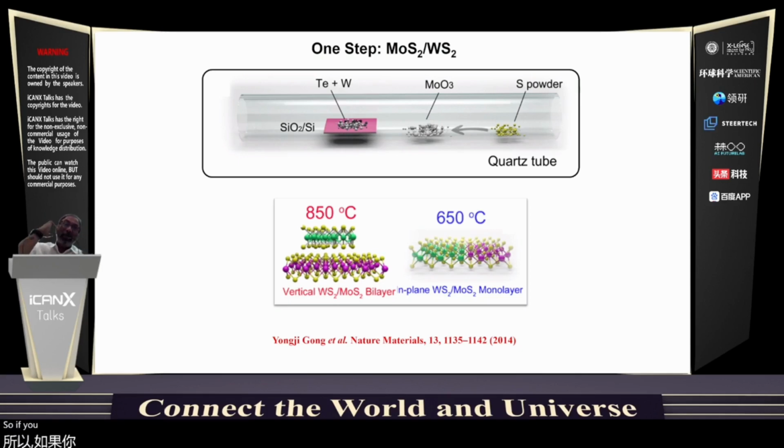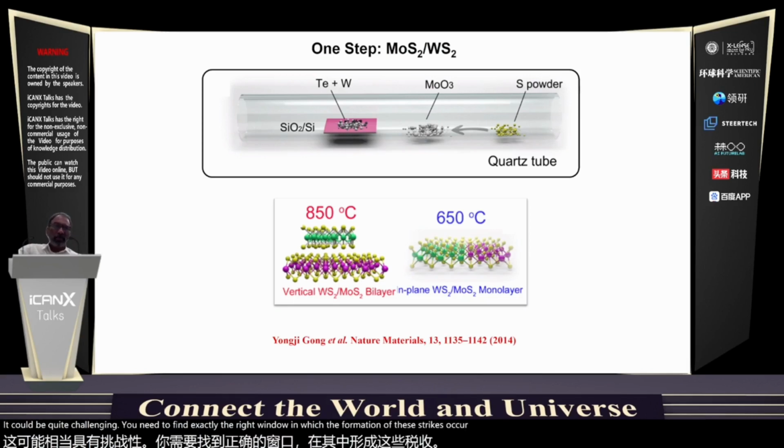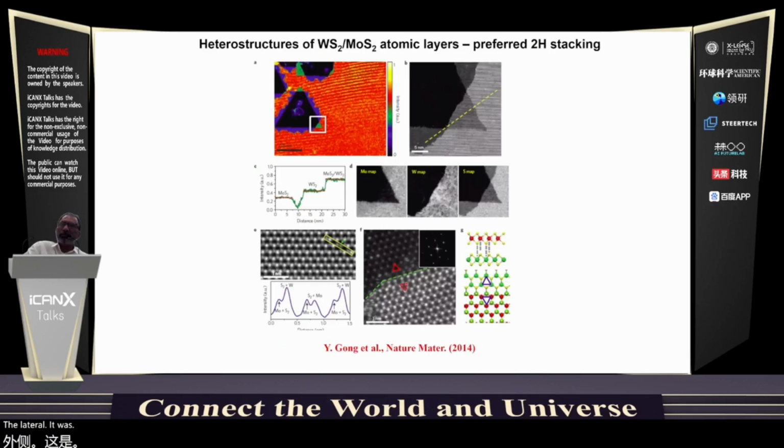So if you were to really build an artificially stacked, layer-separated structure, it could be quite challenging. You need to find exactly the right window in which the formation of these stacks occurs compared to the lateral heterostructure. But you can find these specific windows. Under certain conditions, we were able to create this 2H stacking of the tungsten sulfide and molybdenum sulfide, and also for other systems like selenide. So I think it is possible, but it could be quite challenging.